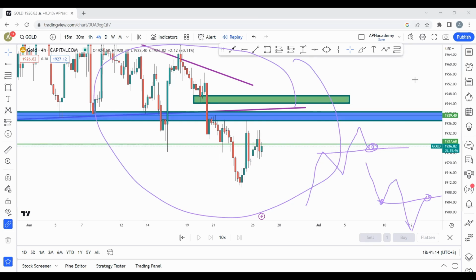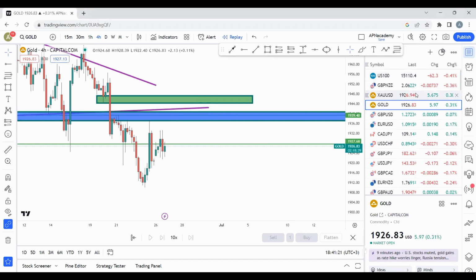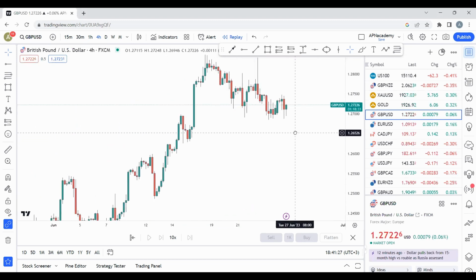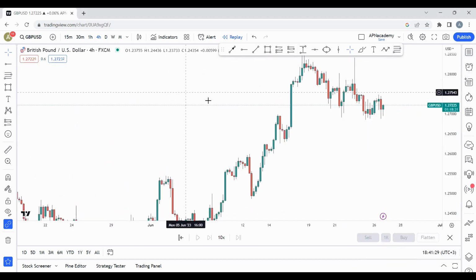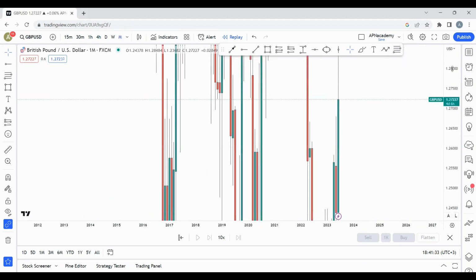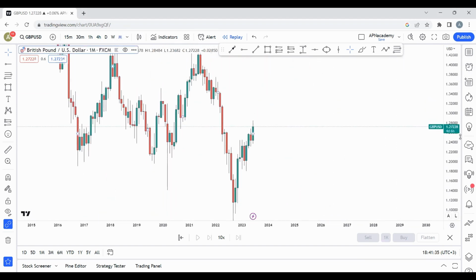So this is the second example. I'll just give you the last example. We have spoken about Euro USD. We have spoken about gold. Now, let me give an example on GBP USD. As usual, we shall start from monthly. I've also spoken about GBP USD a number of times.